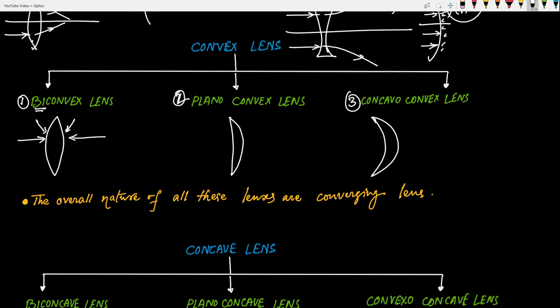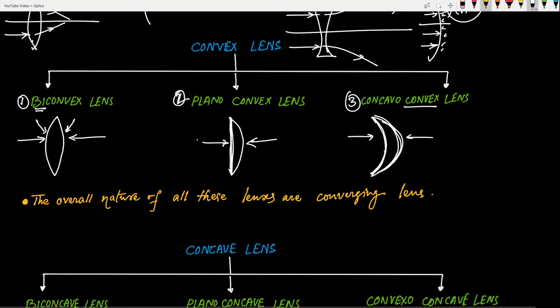Now plano-convex means one of the sides will be plane, so we can see this side is plane and this side is convex, so we say that this is a plano-convex lens. And the number 3 is concavo-convex lens. If you look at from this side, then this is a concave surface, and if you look at it from this side, then this is a convex surface. Therefore you can say that this is a concavo-convex lens.